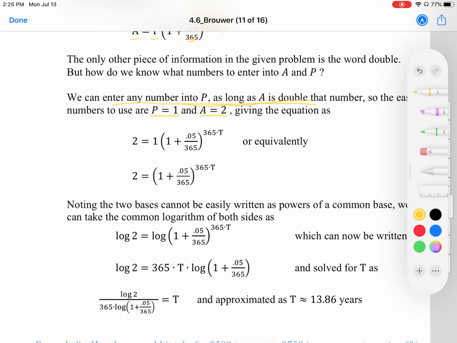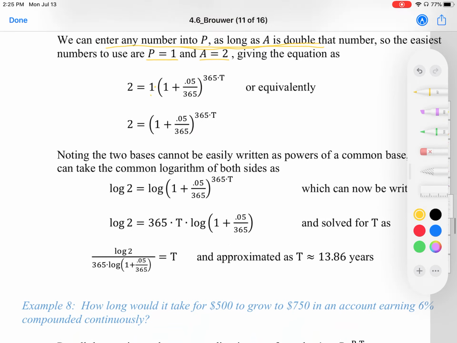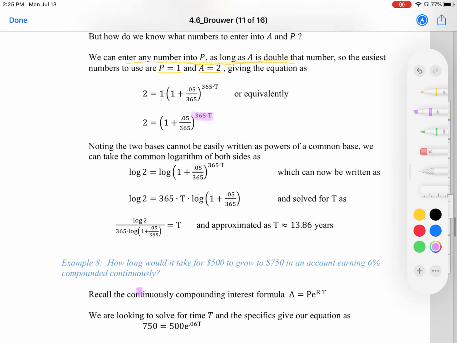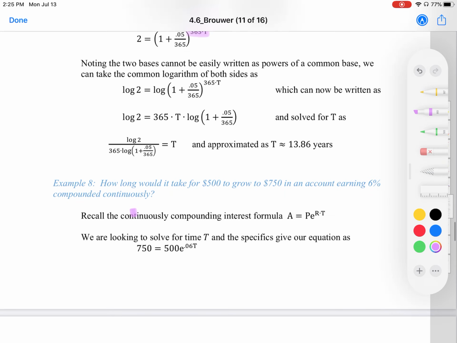All right, so let's go ahead and work this out. Now, 1 times anything gives us itself, so we can go ahead and drop that 1. All right, now our problem is that our exponent contains our variable. What can I do to bring our variable down? Noting the two bases cannot easily be written as powers of a common base, we can take a common logarithm of both sides. So let's go ahead and take the log of both sides.